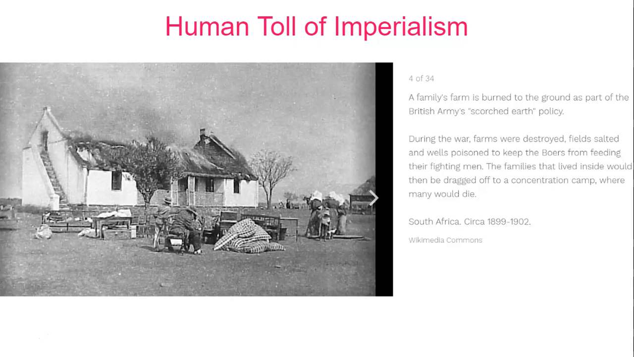If we can't have it, no one can have it. We're going to burn it all down. During the war, farms were destroyed, fields were salted so you won't be able to farm on that land anymore, and wells were poisoned to keep the Boers from feeding their fighting men. The families that lived inside would then be dragged off to a concentration camp where many would eventually die.